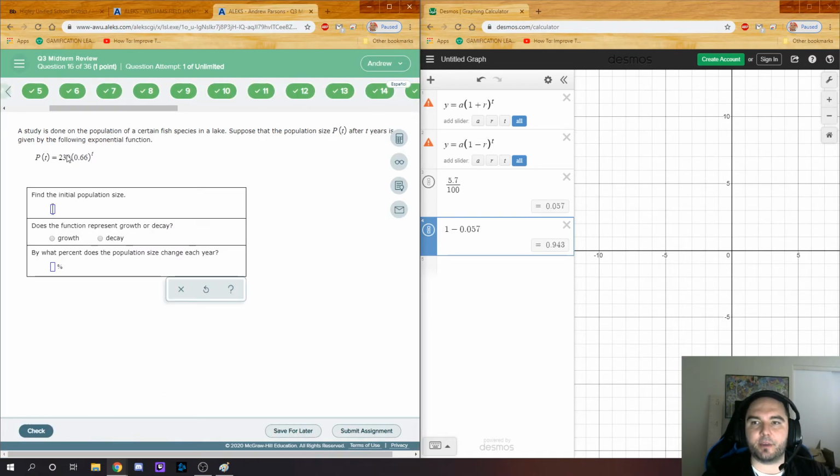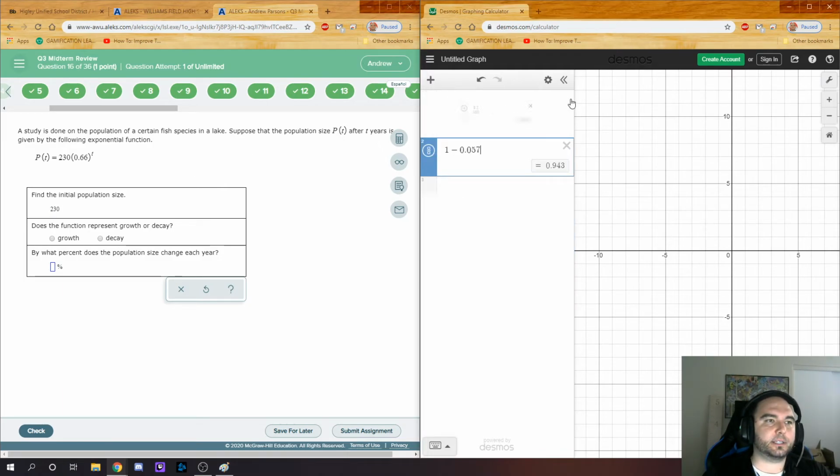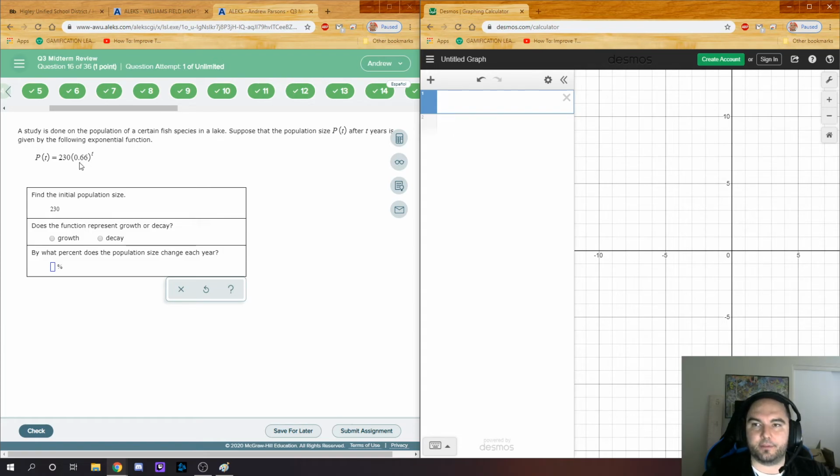All right, this time they gave me a function they want to know about. So what's the initial population size? Well, that's the number that goes out front, right? The a value. So here we got 230. Then it says, is this growth or decay? Well, the number on the inside here dictates that. If it's over 1, it's growing. If it's under 1, it's decaying. So I have decay.